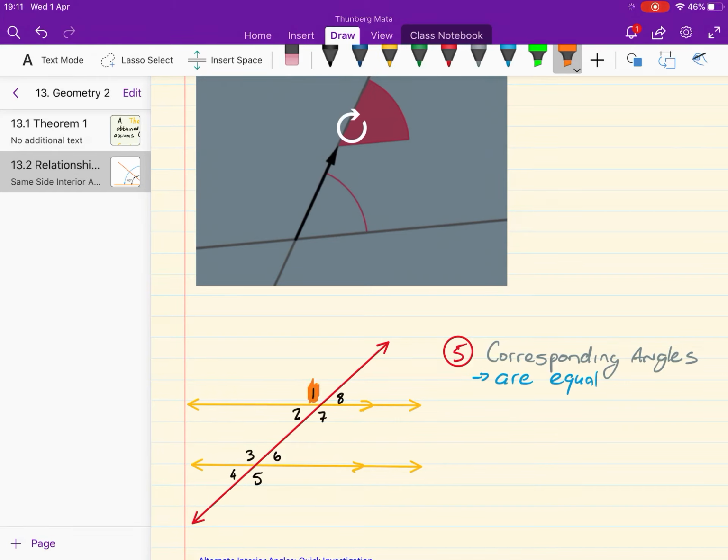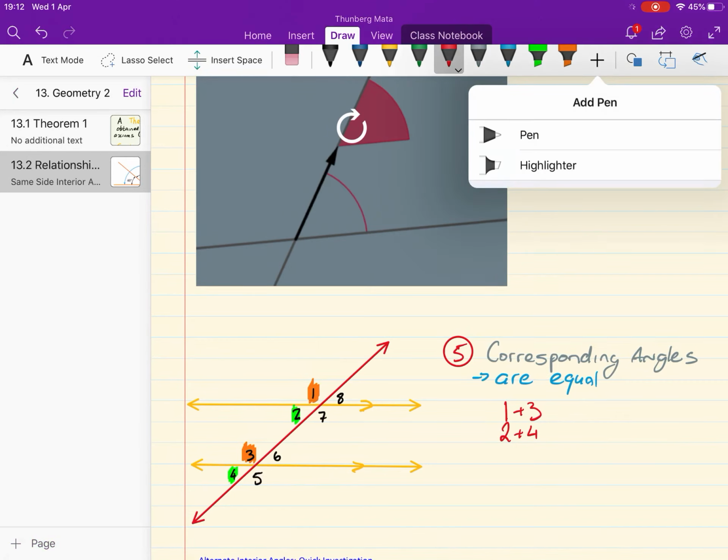So if we go back to our example here, we have corresponding angles are equal. So our corresponding angles, well, we have 1 corresponds to 3. They'll be the same size as each other. So 1 and 3 will be the same size as each other.